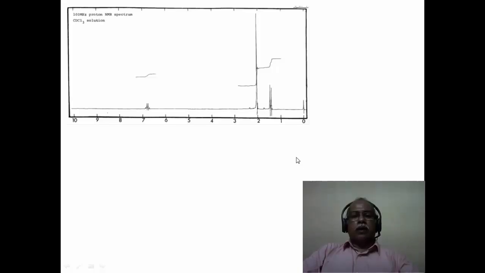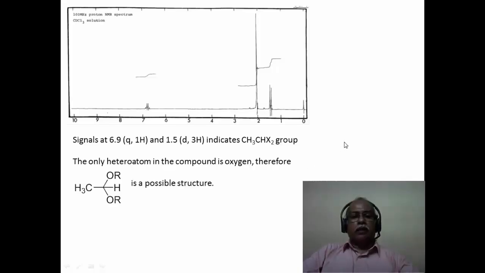Now let us look at the proton NMR spectrum. In the proton NMR spectrum, there is a quartet. This is certainly not an olefinic or an aromatic kind of signal, because there is no unsaturation. We have already seen that in the IR spectrum of this particular compound. The 6.9 quartet essentially is because of a CH3CH kind of group. The CH3 splits the CH into a quartet, and the CH in turn splits the CH3 into a doublet. So the coupling partner is seen here.